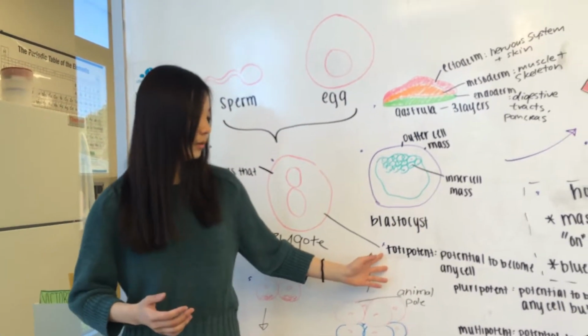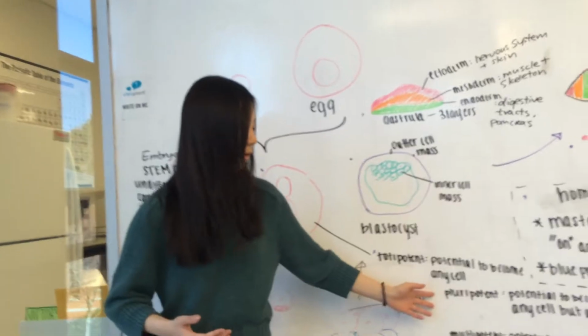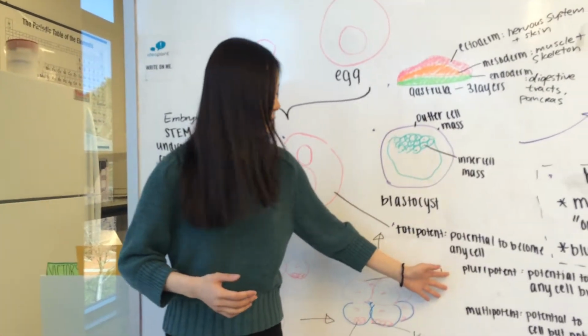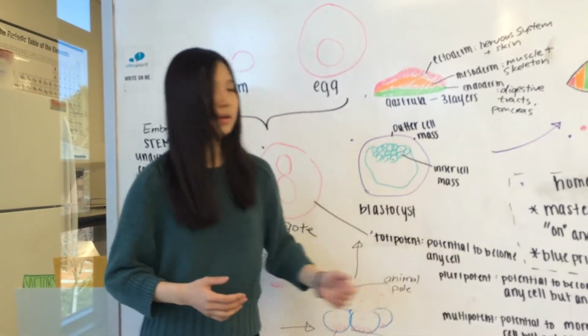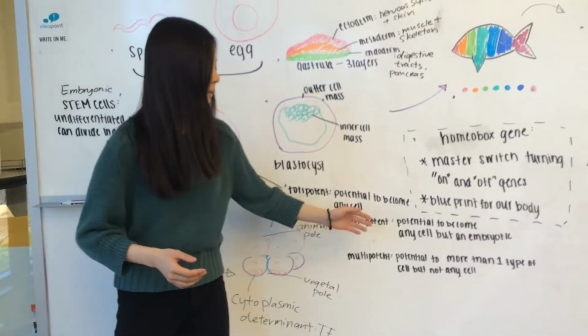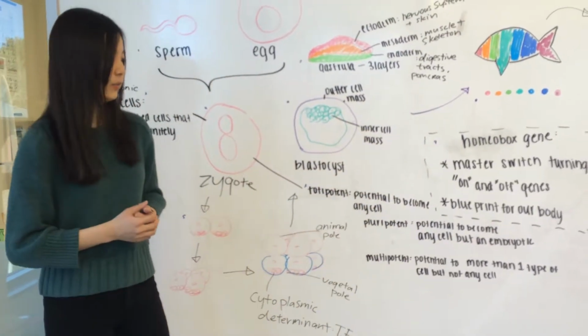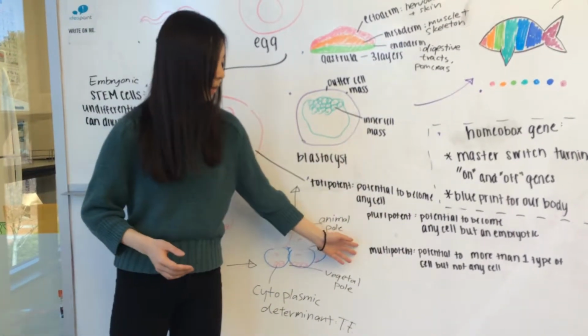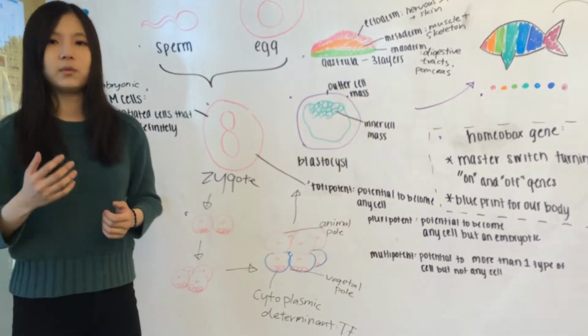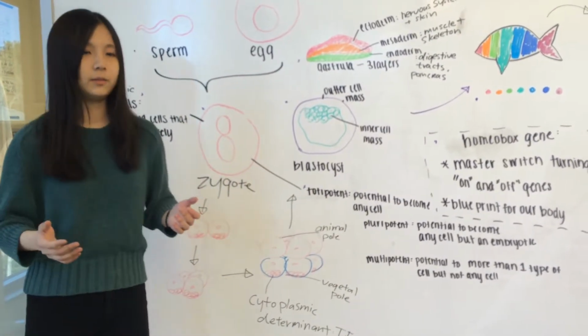Along with the totipotent level, there are two other levels of potency, which are pluripotent and multipotent. Pluripotent means that the cell has the potential to become any cell but an embryonic one. A multipotent cell has the potential to become more than one type of cell, but not any cell.